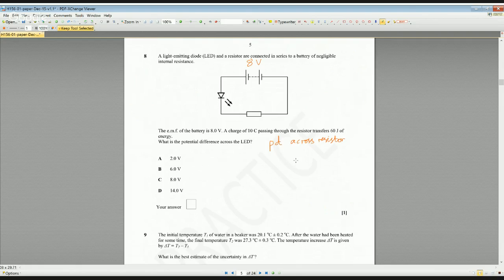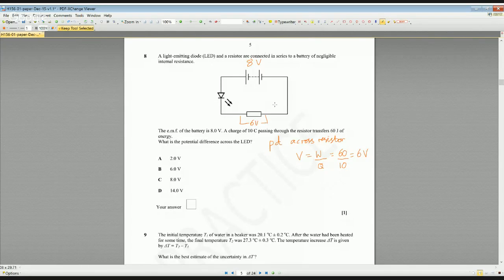We have an equation on a formula sheet. We know that the voltage is equal to the work done divided by the charge. That's the definition of the volt. The volt is joules per coulomb, so this makes sense. We've got work done divided by charge. We know that 60 joules of work is done by 10 coulombs of charge, which means that 6 volts is the potential difference across the resistor. So that is 6 volts.